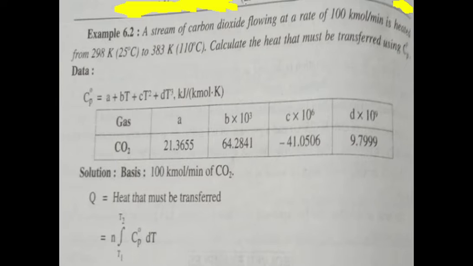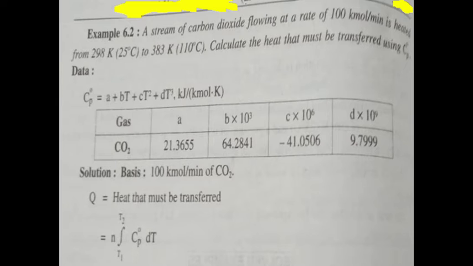Okay. A value is 21.3655. B into 10 to the power of 3 is 64.2841. What is the B value here? 64.2841 into 10 to the power of minus 3. C into 10 to the power of 6 is given, minus 41.0506. What is the C value? Minus 41.0506 into 10 to the power of minus 6. Similarly, D value taken from table, D into 10 to the power of 9 is equal to 9.7999. So, what is the D value? 9.7999 into 10 to the power of minus 9. Are you clear or not?